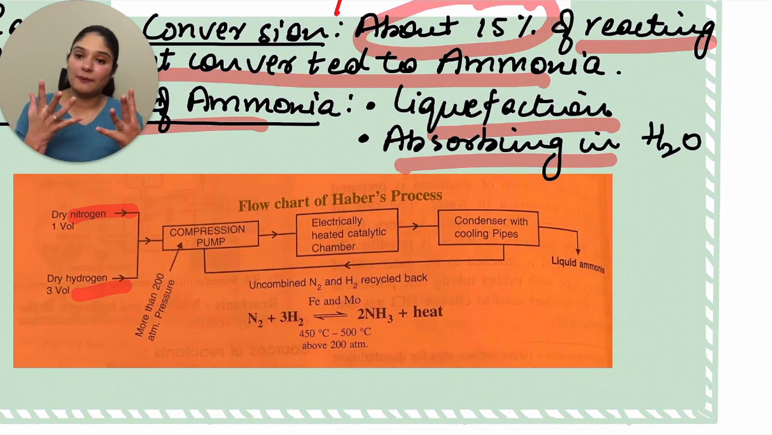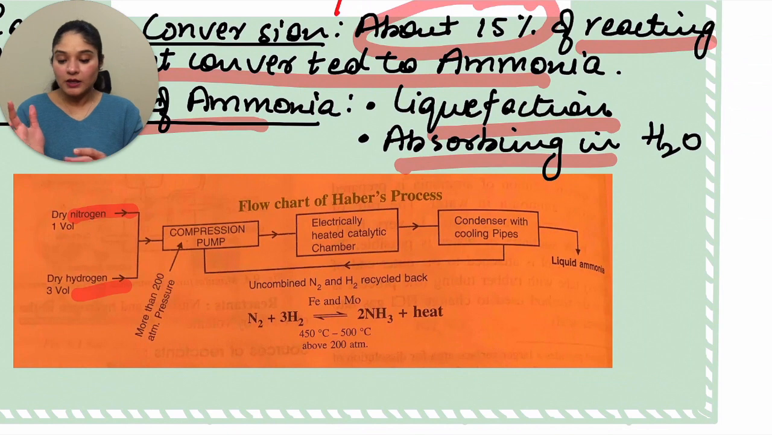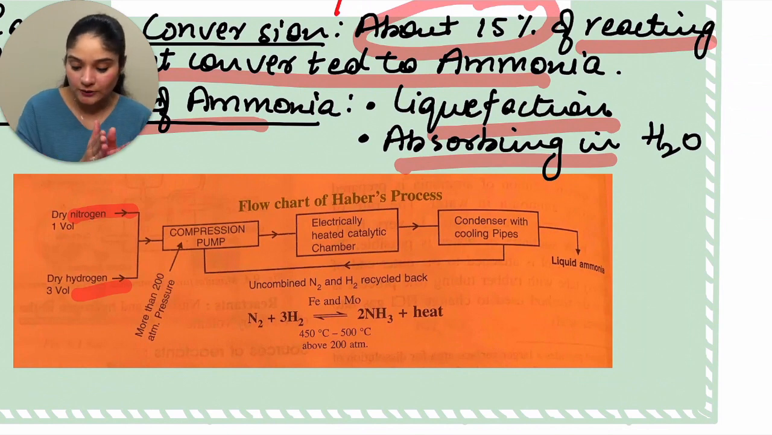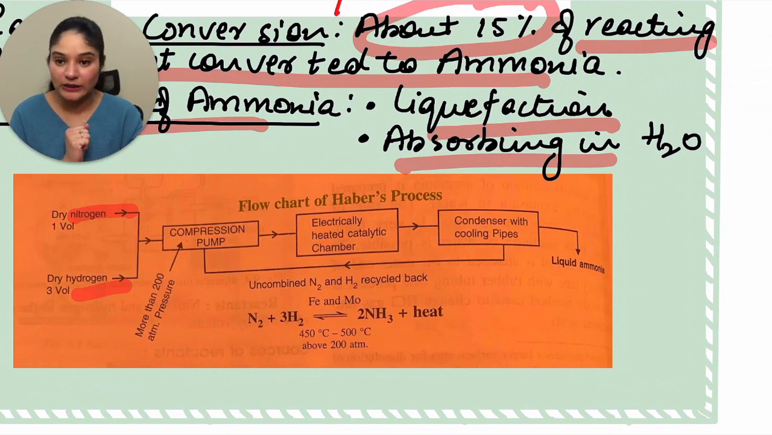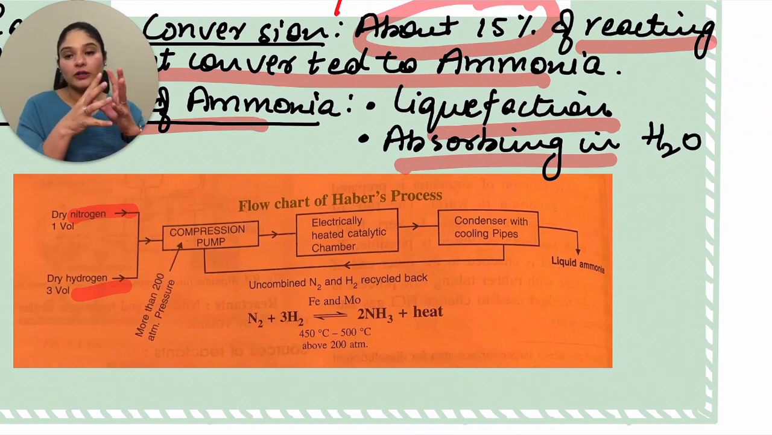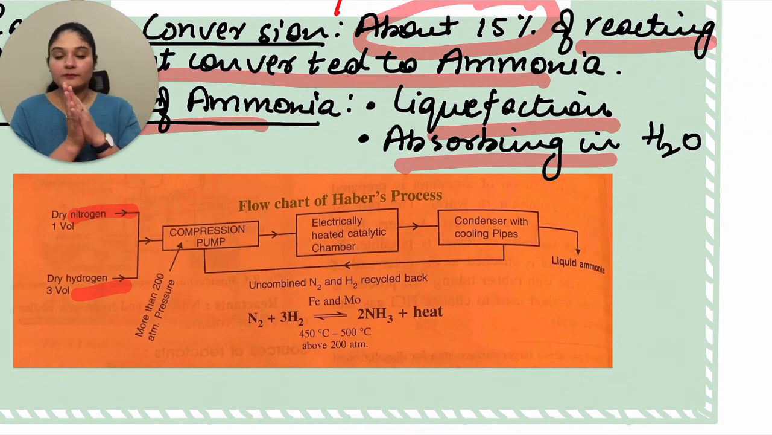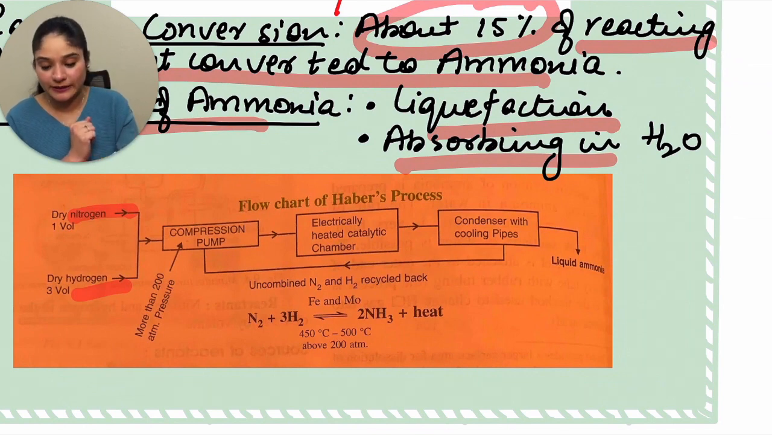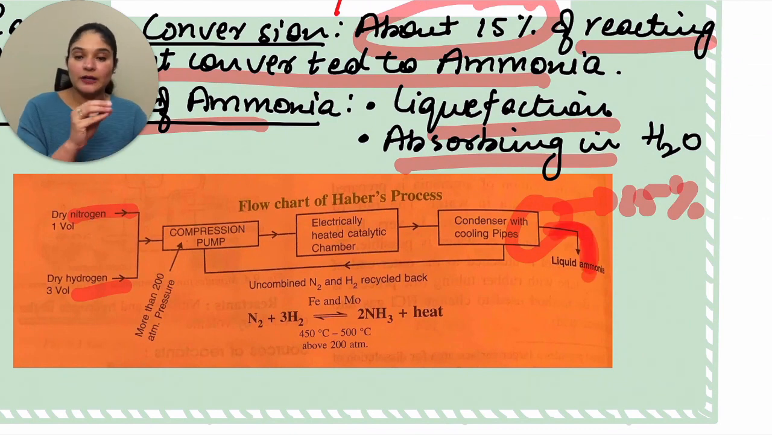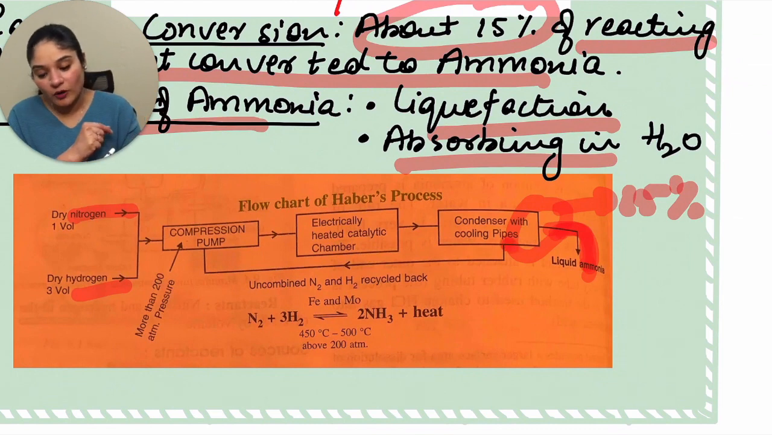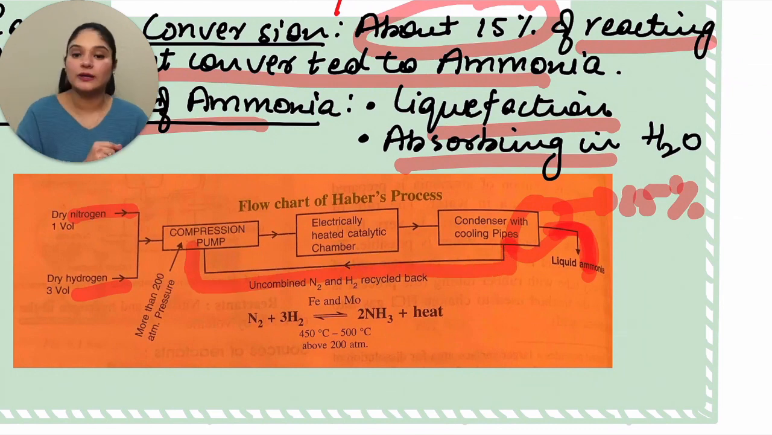Once this reaction happens, it is highly exothermic. So the gases that are coming out are very hot. These hot gases are pushed into the condenser or cooling pipes. Over here, your temperature comes down further. Now this is where your 15% of ammonia is left out. So 15% of ammonia comes out as liquid ammonia. You liquefy it right after. Whatever is left out goes back into the compression pump. So nitrogen and hydrogen left out will go back into the compression pump.